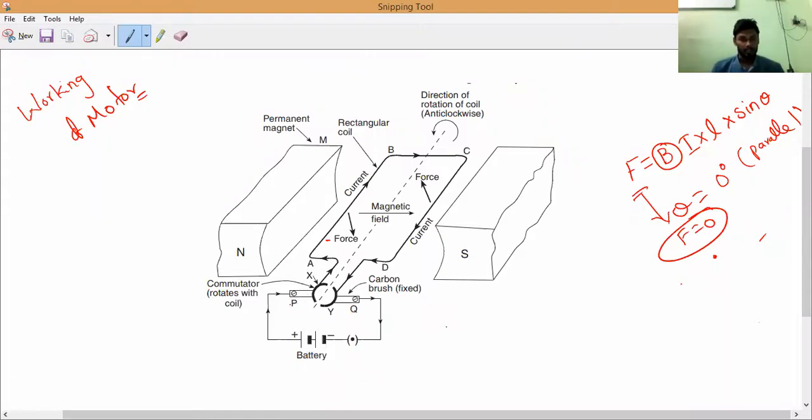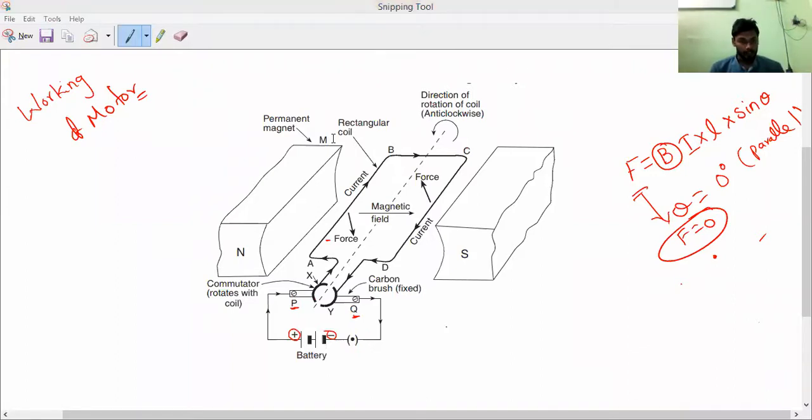You can check it here. This is the carbon brush P and this is the carbon brush Q. The battery is connected with this side positive and this side negative, so the current is moving like this and coming like this. Will you accept it or not? Please respond, all of you. Yes or no, guys?